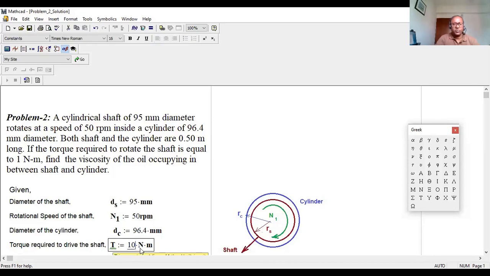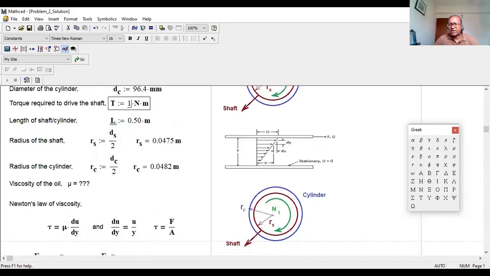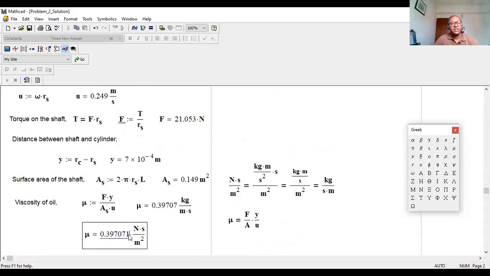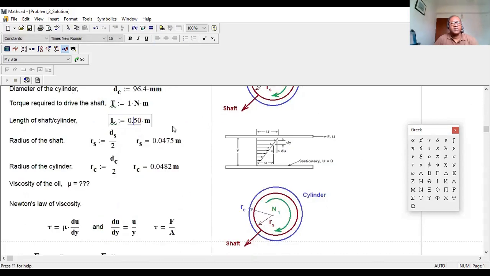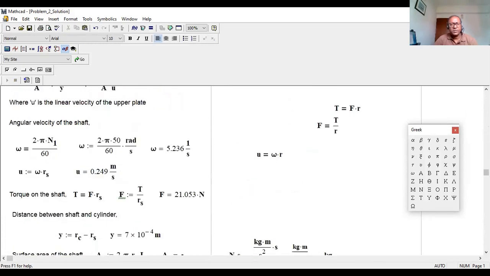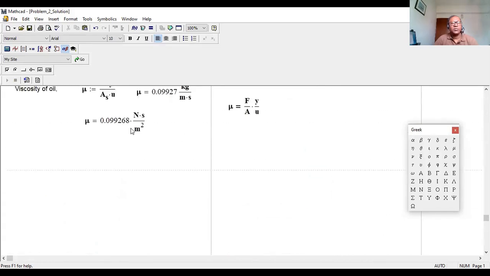Say I am going back to 1 Newton meter and my data is automatically changed again. Any data you can change. You can change the length of the shaft. You can change the diameter of the shaft. The data will be automatically updated. Say I make it 2 meter, extremely long. Then you see our value is changing. Okay.